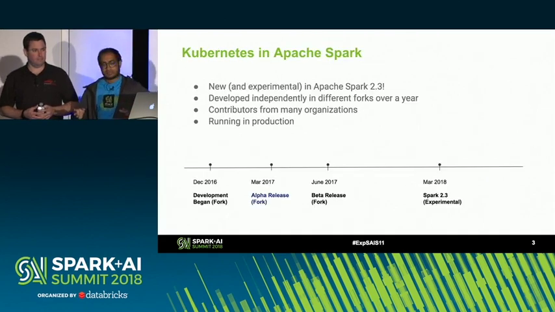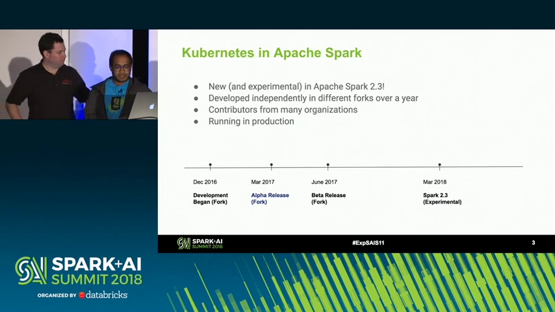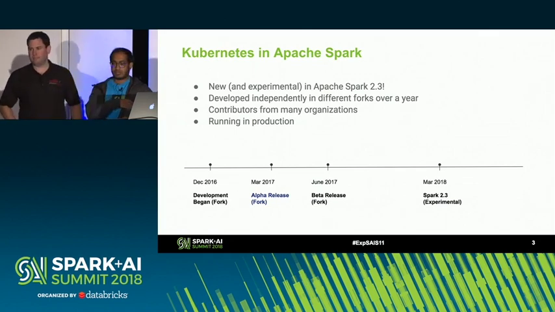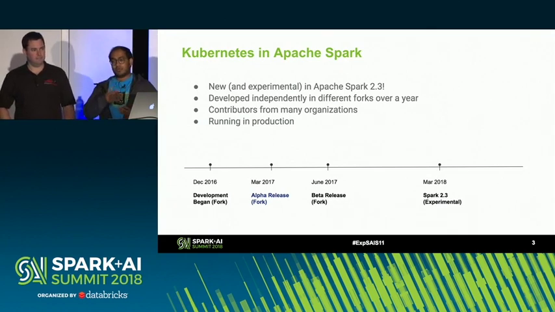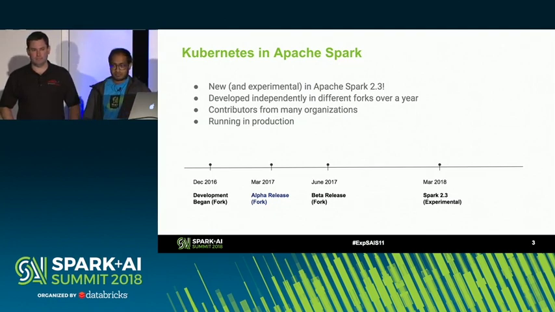So Kubernetes and Apache Spark, the same time last year when I was giving this talk, we were a fork, a completely separate fork, and before that we were in a whole bunch of other repos as well. Today we are part of the released Apache Spark 2.3. It's an experimental feature, but if you were to download Spark 2.3, you should just be able to play around with Kubernetes. We've had contributors from a whole bunch of different organizations over a year, and as of today, it's actually running in production in a bunch of places.